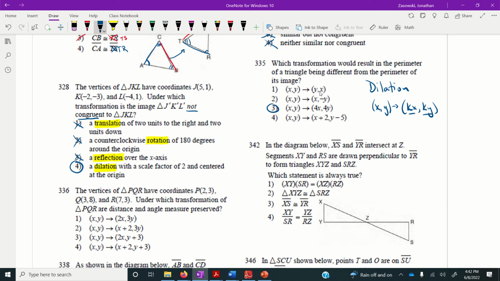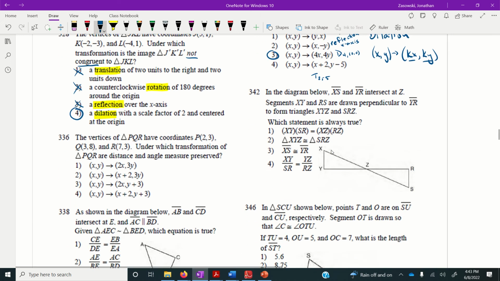This first one where we switch x and y around, this would be a reflection. Here we're negating just the y coordinate, okay? This is also a reflection. And this is in the x-axis. This is in the line y equals x. Here we're doing a dilation of 4, centered at the origin. And here we're doing a translation of 2, -5. So these are going to be congruent, and this one won't be because the perimeter is going to change if they're not congruent. All right, let's go just right below here.